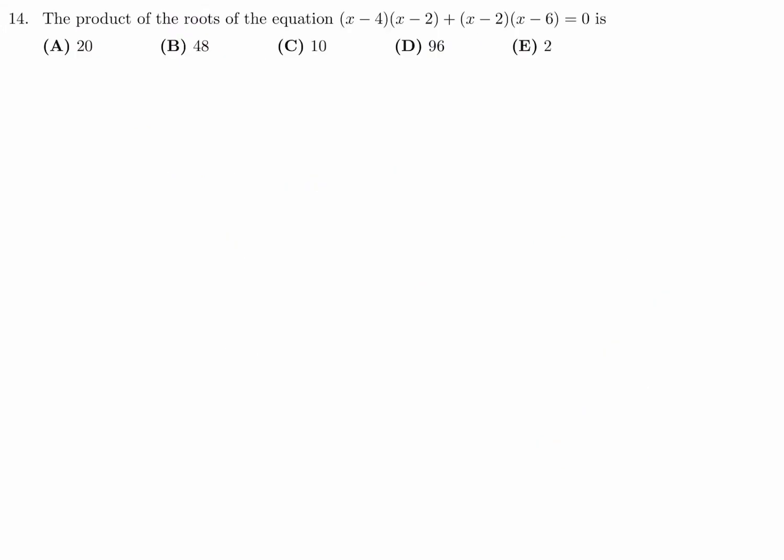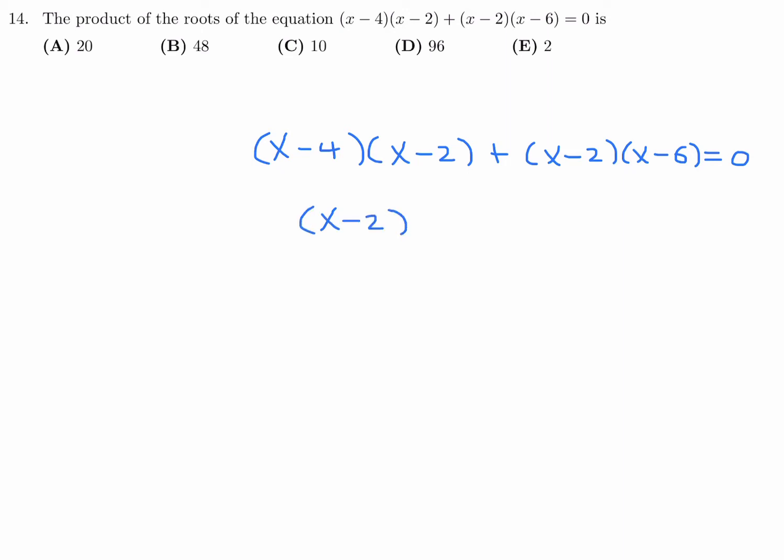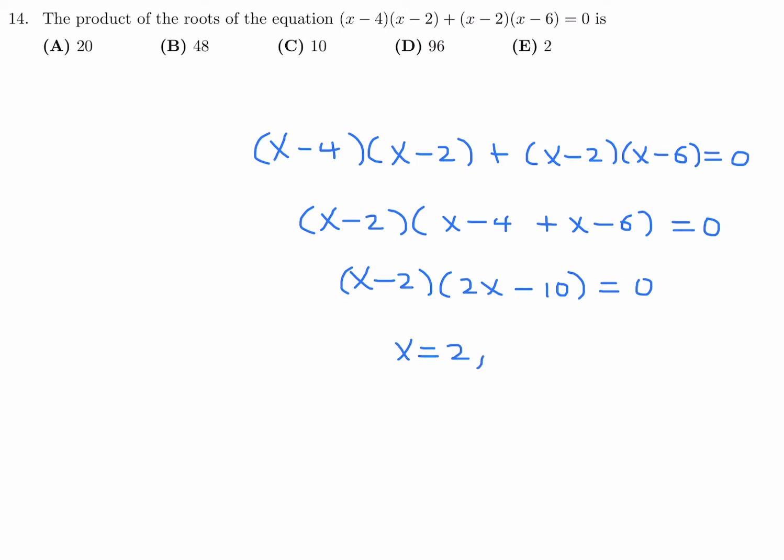The product of the roots of the equation is, well, what we can do initially is just factor. You can always multiply it all out and then factor, but I think it's perhaps quicker to factor immediately. And then if you do, you get x minus 4 plus x minus 6, like that. And then x minus 2, this is 2x minus 10. So from this, we get x is equal to 2 or x is equal to 5. Those are the two roots. The product of those roots would be 2 times 5, which is 10. So number 14, the answer is 10, which is choice C.